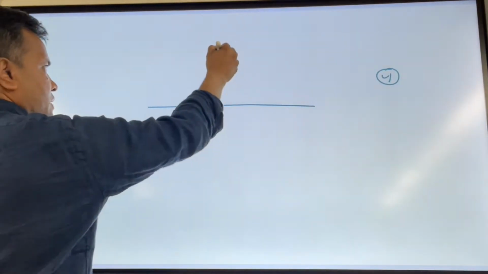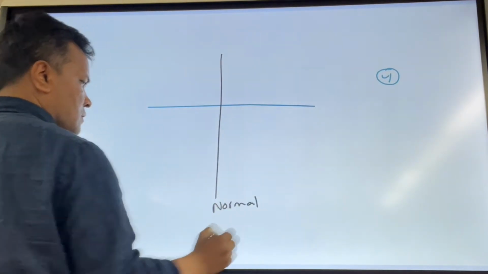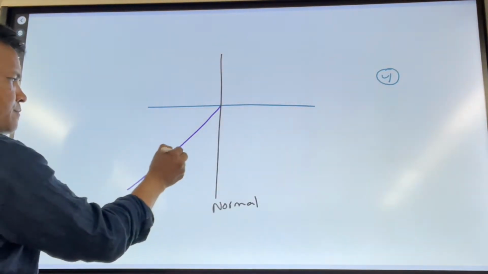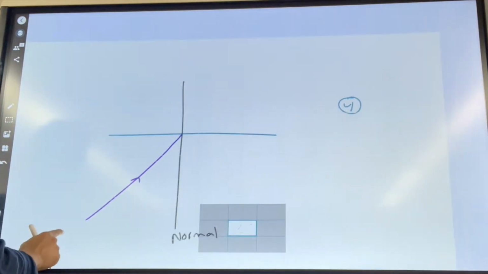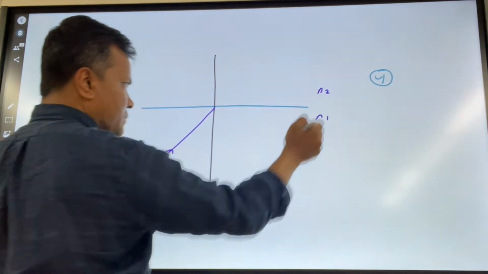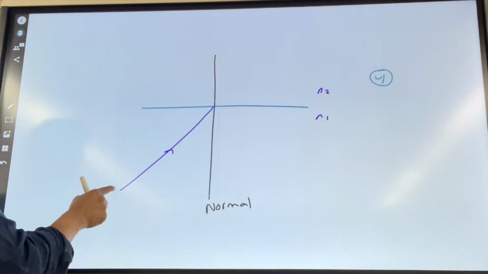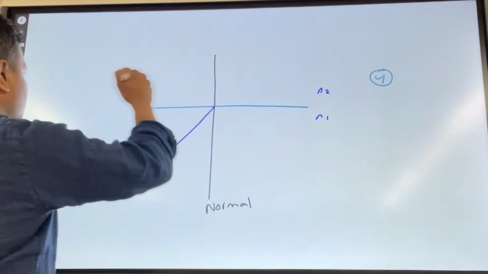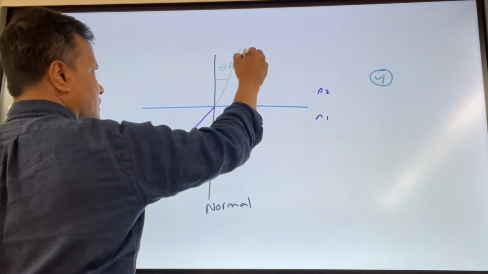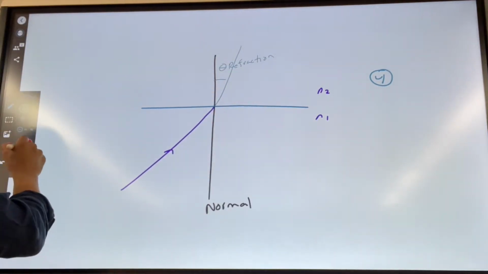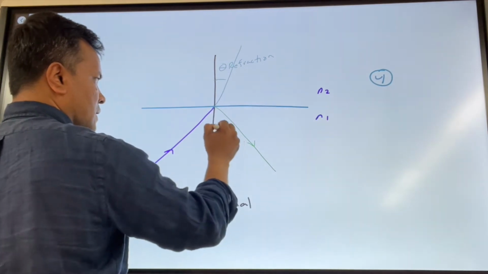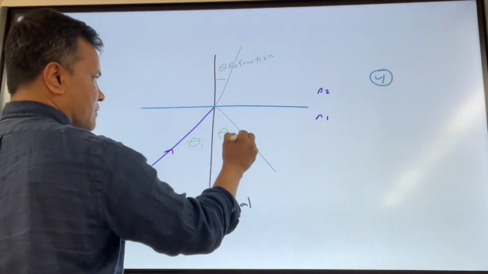Problem number 4, so you have a normal line and you have an incident ray. This is an incident ray. When the incident ray hits the medium, we're going to call the medium N1 and the other medium N2. If it goes to N2, we're going to call it the angle of refraction. If it goes back to the same medium, then we're going to call it the angle of reflection, and this is the angle of incident.